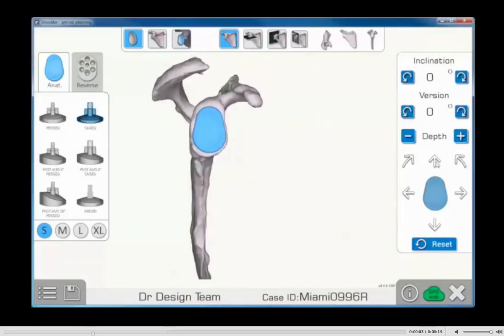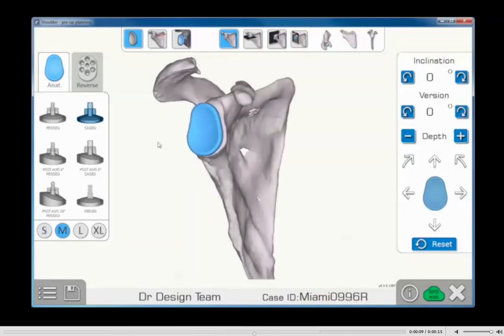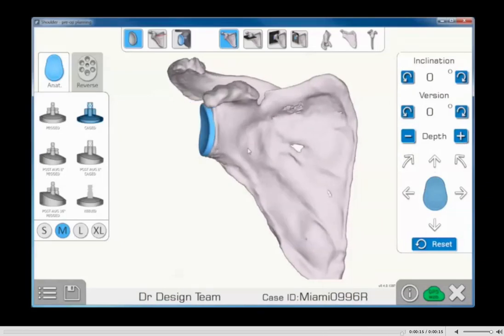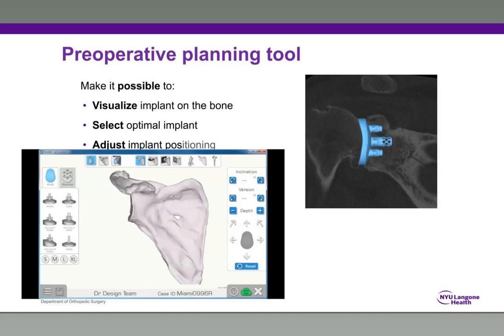So this is a short video. You can see I can place the implant that I want on the glenoid face. I can move it anteriorly, posteriorly, up or down. I can change the size of the glenoid component. I can deepen it so I get good bony contact, just like that, right? And then, next slide, please.